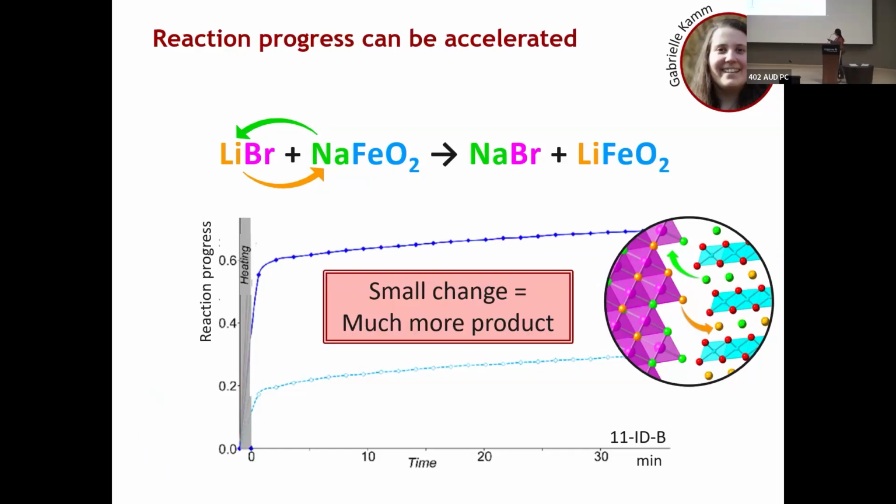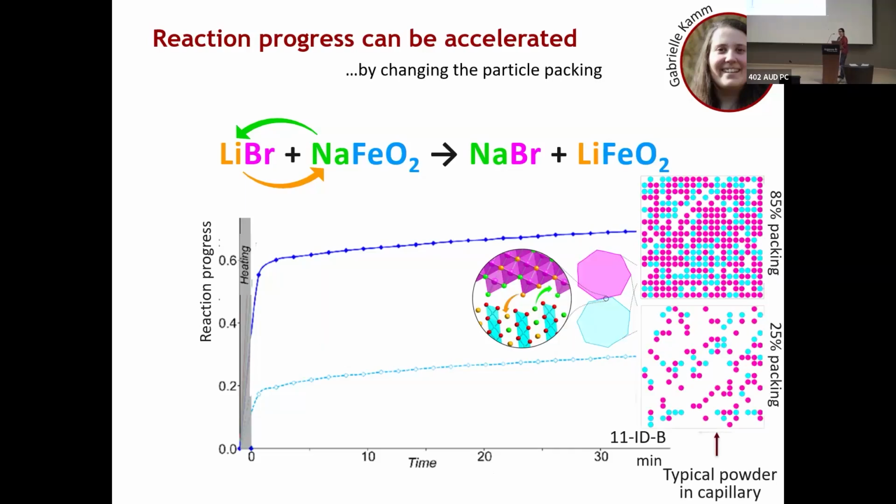And instead of getting 20% completion, we're up at 60% completion. The one little change we made was, instead of just loading our powder in the capillary like good powder diffractionists would do, we packed that powder. Instead of getting 25% of the volume filled with crystallites, we had 85% of the volume filled with crystallites. And so what this means is it is changing what's in the neighborhood of every particle.